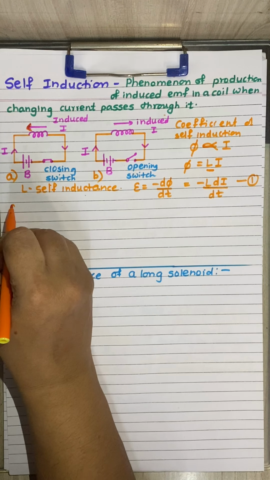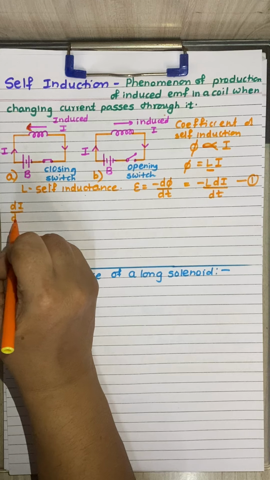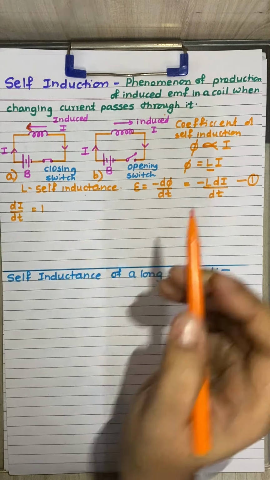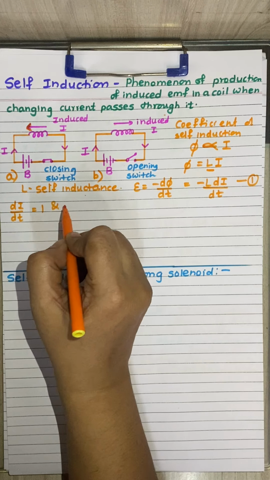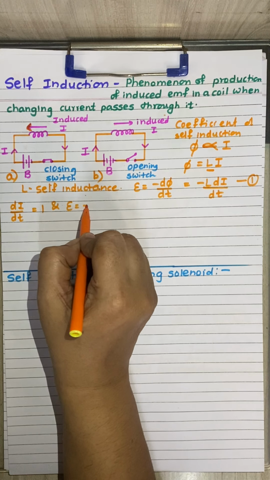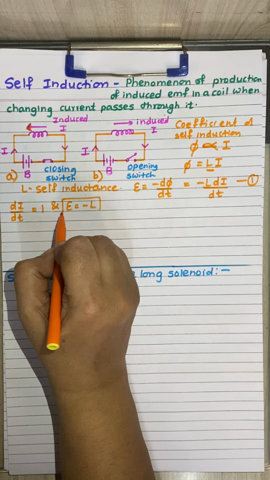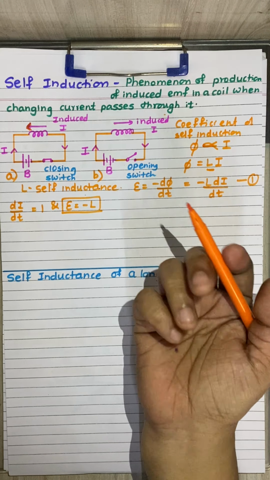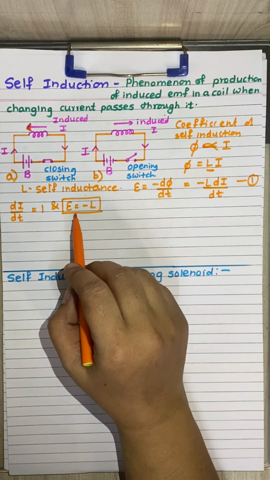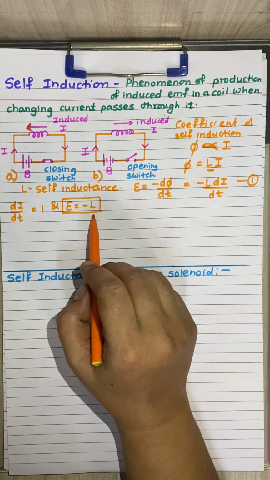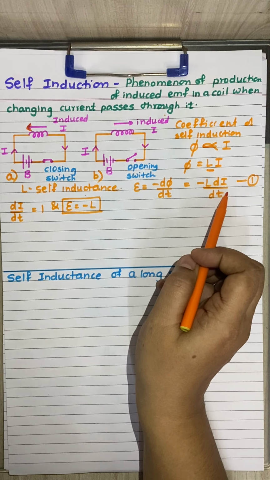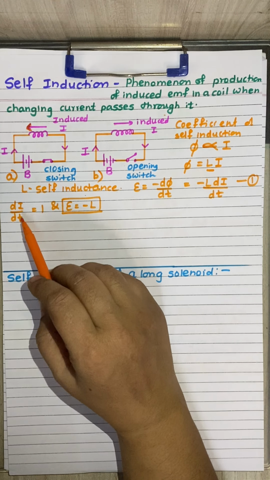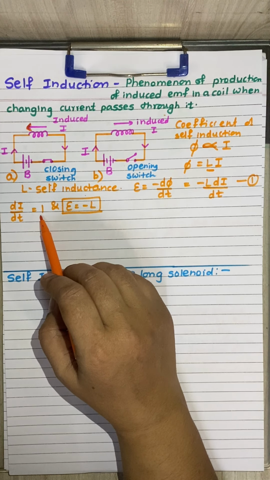Suppose I write down here di by dt is equal to 1. This factor di by dt is equal to 1. Then obviously we can have E is equal to minus L. E is equal to minus L. So again we can say that the self-inductance of the coil is the induced EMF set up in the coil due to unit rate of change of current through it. Okay, so unit rate of change of current is di by dt is equal to 1.